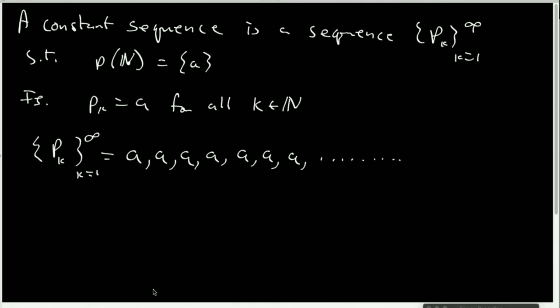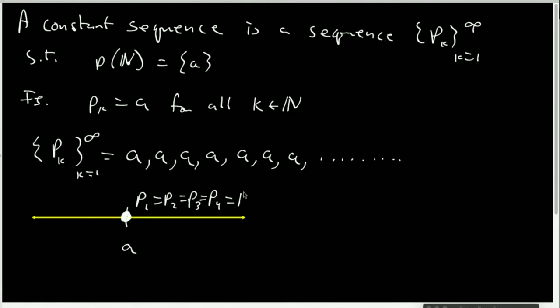Again, if I think in terms of graphing this, it's a very dull graph. Here is a, and I simply have that point for P1 and P2 and P3 and P4 and P5 and so on. So we never get away from that particular point. So there's some very basic vocabulary for dealing with sequences.